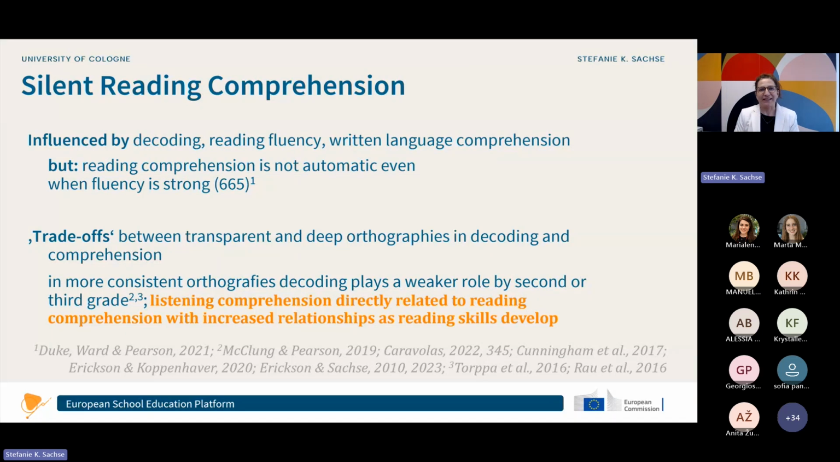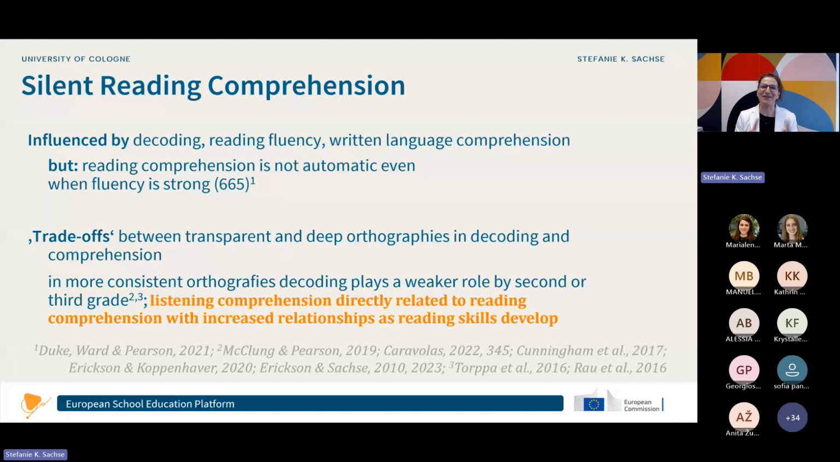Something that we find in the literature are quotes like this: reading comprehension is not automatic, even when fluency is strong. So those are important things for us to know. We want to support all the different elements and an early support of comprehension.